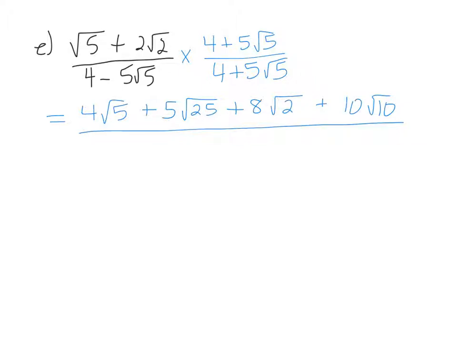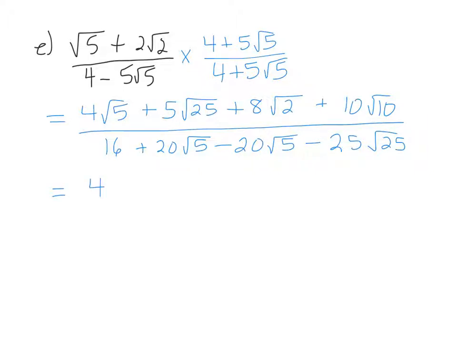And then in the denominator, 4 times 4, that's 16 plus 20 root 5 minus 20 root 5 minus 25 root 25. And then look for things you can simplify in the numerator. 4 root 5 can't be simplified, but that 5 root 25 can be simplified. What's that equal to? Just 25, right? The root 25 is equal to 5, so 5 times 5, that's 25.